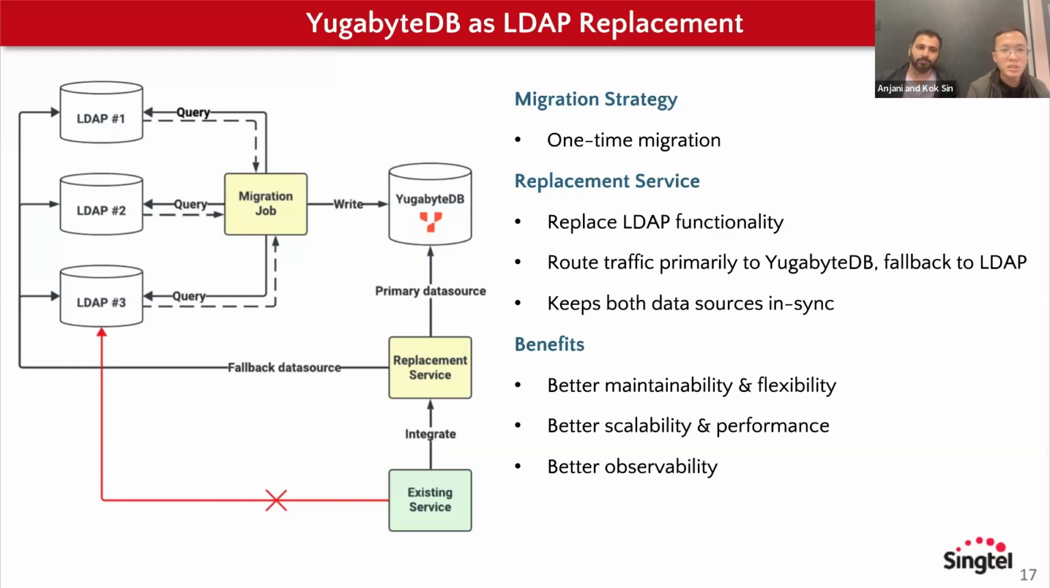The benefits of doing this are that we have better maintainability and flexibility, as not everyone understands the LDAP protocol. Furthermore, we also have better scalability and performance, as we can scale as our business grows, based on our business requirements. And we also have better observability with the help of Prometheus and Grafana.